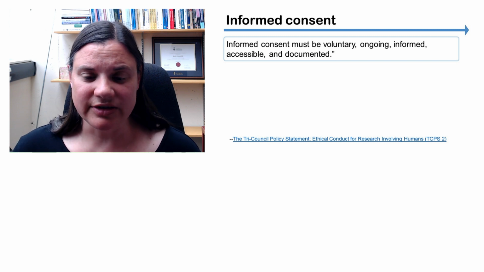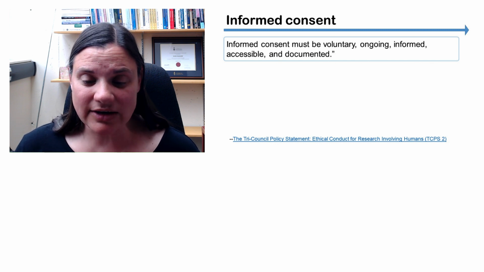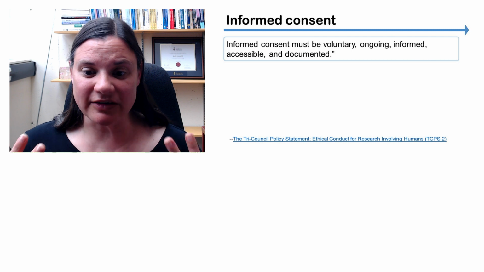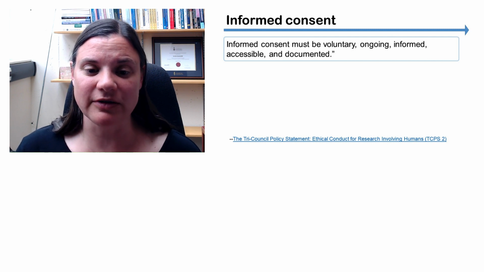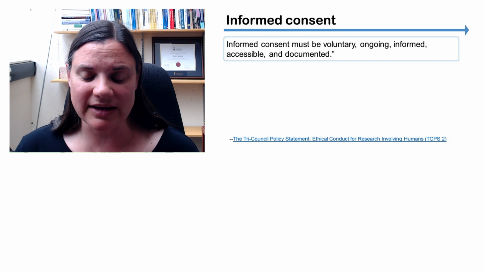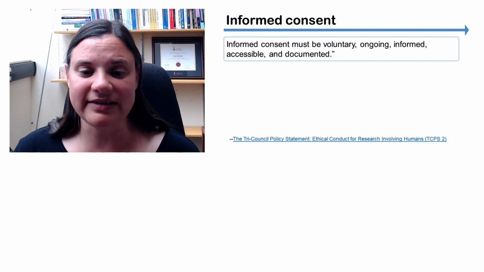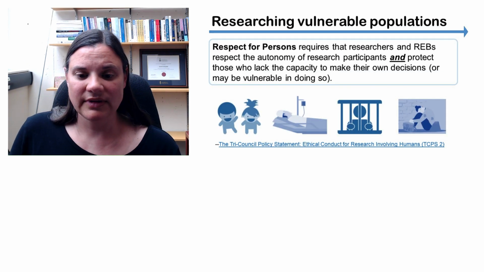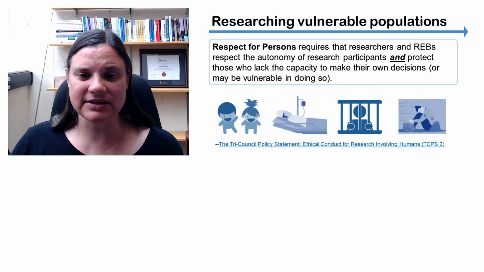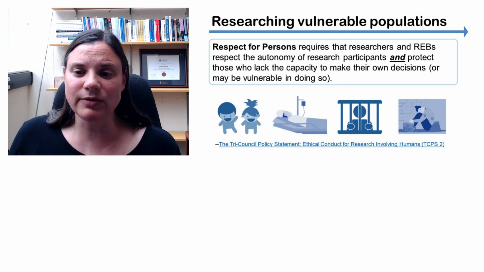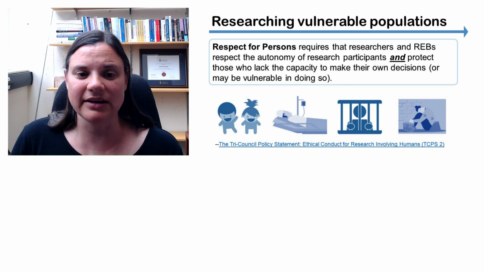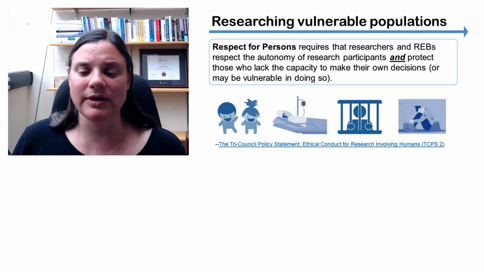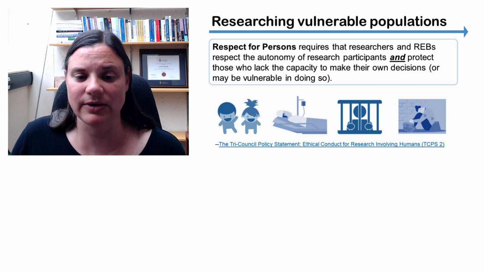So to summarize our discussion of informed consent, we want to keep in mind that informed consent should be voluntary, it shouldn't be coerced, it should be informed. For the most part, participants should be informed about the nature of the study and the risks and benefits of participating in it before they participate. It should be ongoing in the sense that participants have the right to choose to withdraw their participation at any point in time. And returning to our definition of respect, we need to remember that informed consent is not just about respecting the autonomy of research participants. It's also about protecting those who lack the capacity to make their own decisions.